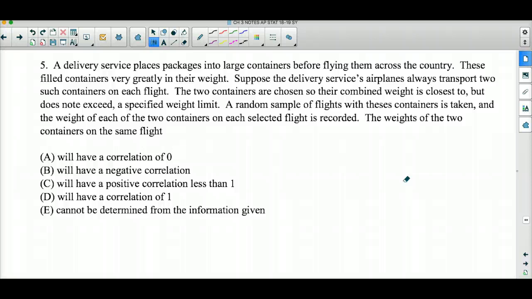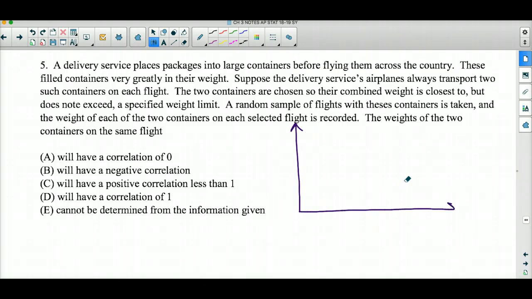Okay, so what do you think? Haley, what do you think? Haley says they're going to have a negative correlation. Do you agree? You're like, well, I don't know. I didn't know either. And the only reason I called on Haley is because I looked down at what she was doing, and it's exactly what I did. Haley drew a little graph.